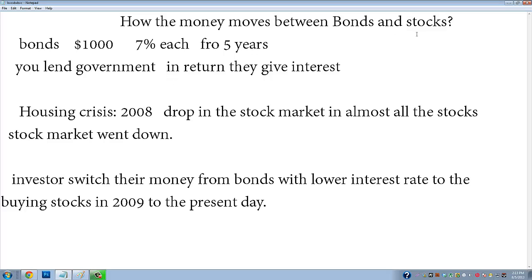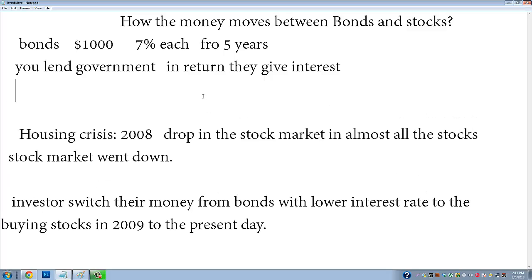Now in the stock market, when you buy stocks, you buy them for two reasons. For the money, yes, for what you call the capital gain. Capital gain means the price appreciates. It means the price goes up, so you make more money.